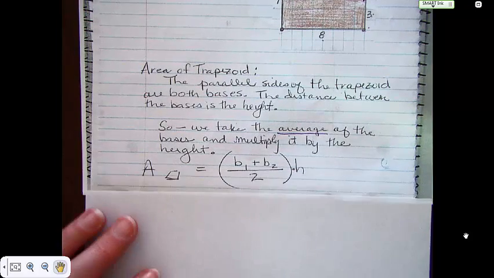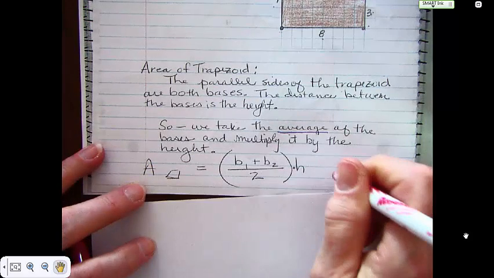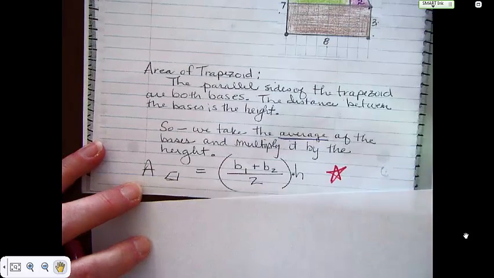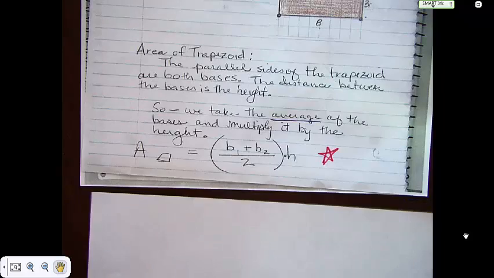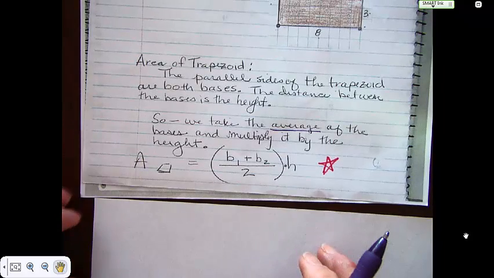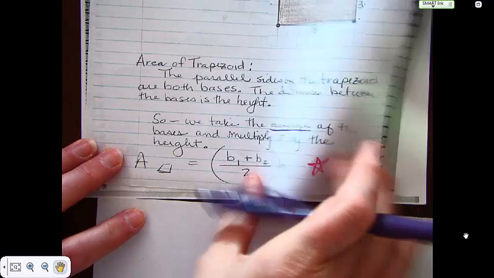So this is what the formula looks like. This is important that this formula right here has to go in your notes, and put it right in with the formulas that I gave you above for the triangle, the rectangle, and the square. This formula needs to be in your notes. Very, very important.